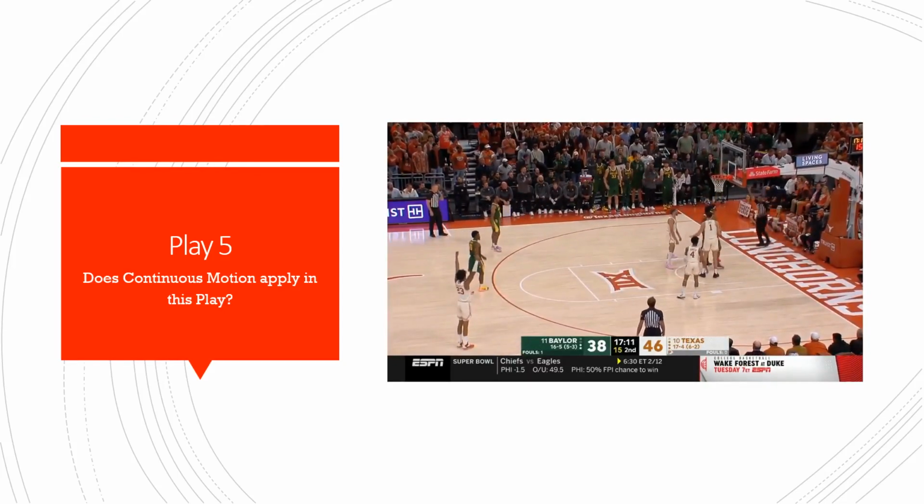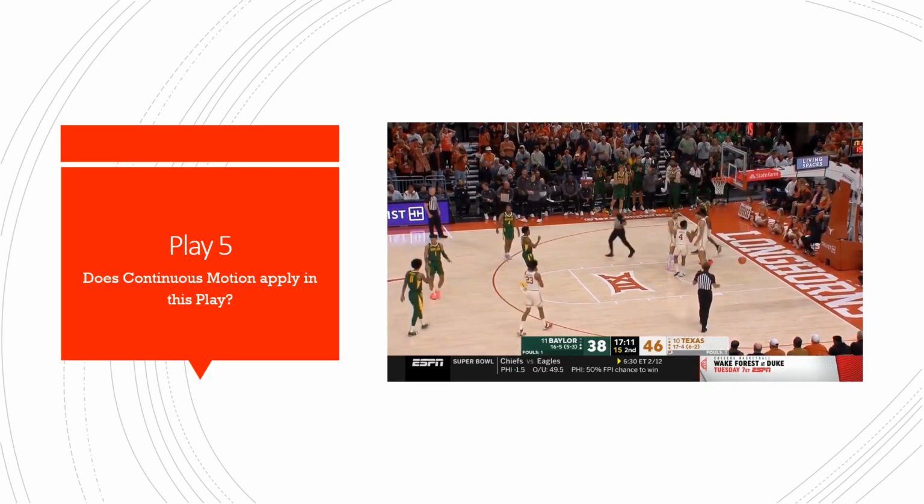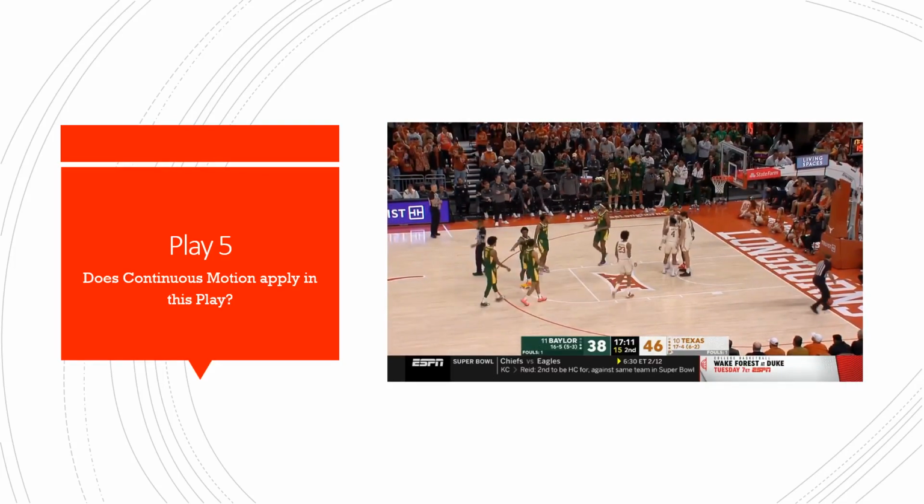Bridges missed that by a lot. Thamba with the rebound, and then he gets fouled. Keontae George.